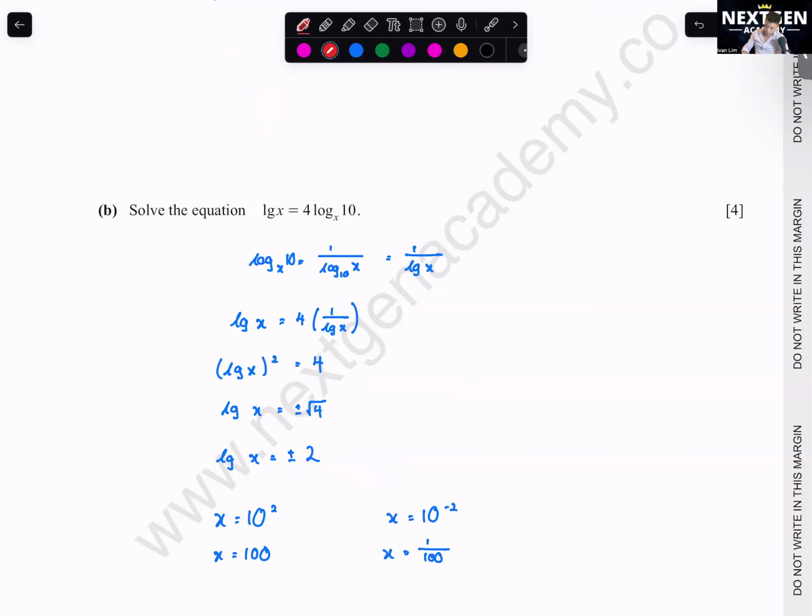Okay, so make a highlight here. lg x squared is not the same as (lg x) squared. Log x bracket squared is different from log x squared.